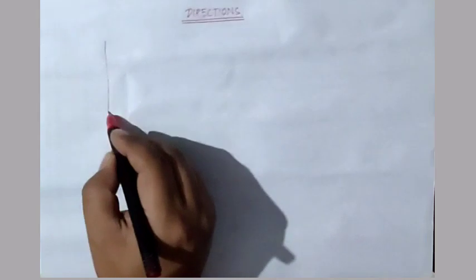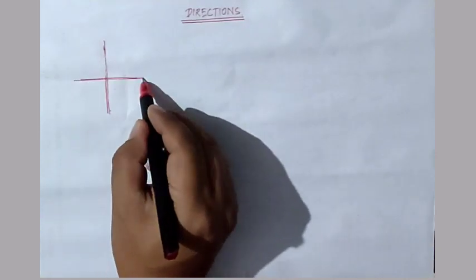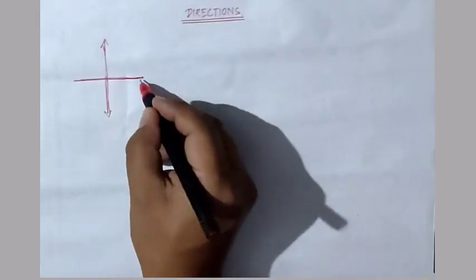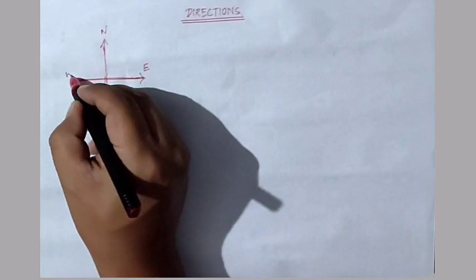So directions, we already know, isn't it? There are four major or cardinal directions. Four major cardinal directions are there, that is our north, south, east and west. These are the four major cardinal directions.